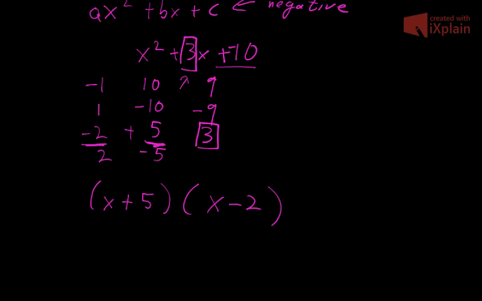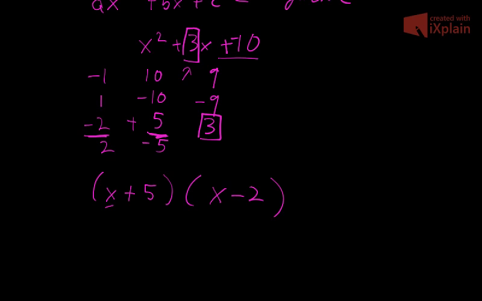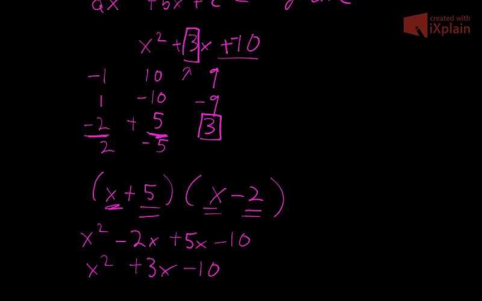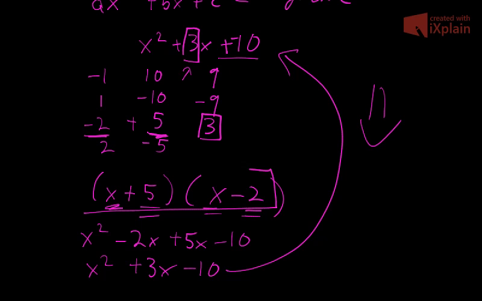And just to check that it works, we're going to FOIL this real quick. First is x and x, which gives me x squared. Outer is going to be x and negative 2, which would be minus 2x. Inner is 5 and x, so plus 5x. And last is 5 and negative 2, minus 10. X squared, minus 2 plus 5 is going to be plus 3x, minus 10, which is exactly what we started with, which means that we did that correctly. And this right here is going to be my answer.